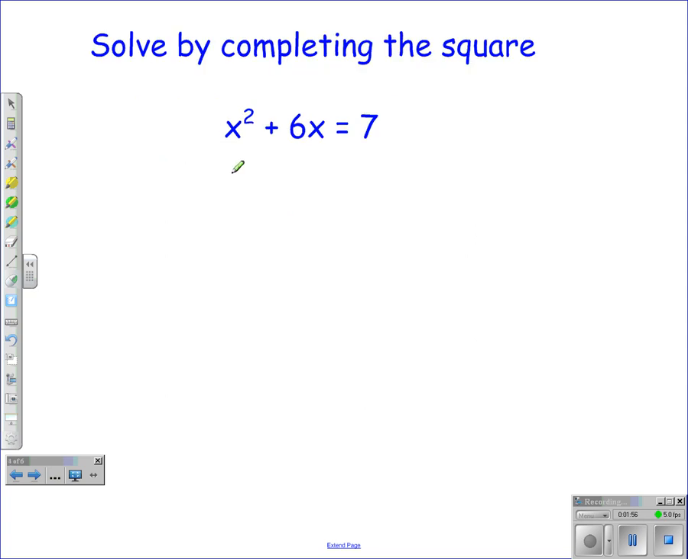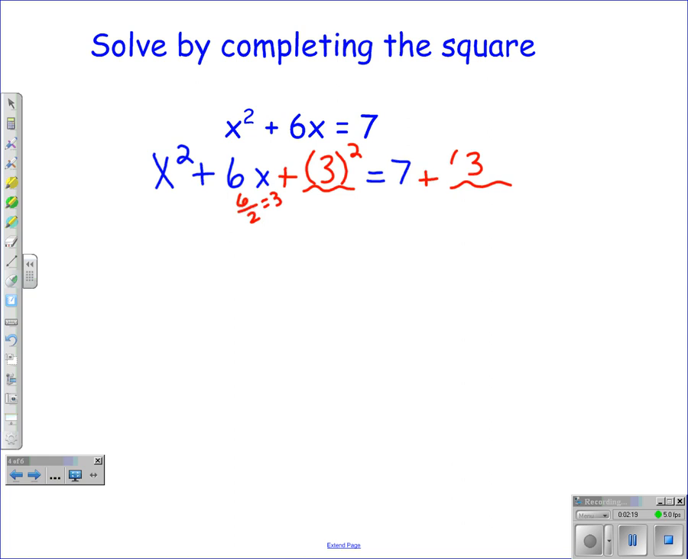Let's solve this first one by completing the square. We have x squared plus 6x equals 7. And let's put our squiggles in there. Plus a squiggle, plus a squiggle. We're going to come up with our squiggles by taking 6 divided by 2 equals 3. So whatever that number is squared, that's going to be 3 squared on both sides. This creates a perfect trinomial square on the left-hand side. So now I have (x plus 3) quantity squared when I factor that. And on the right-hand side, I really have 7 plus 9, which is equal to 16.